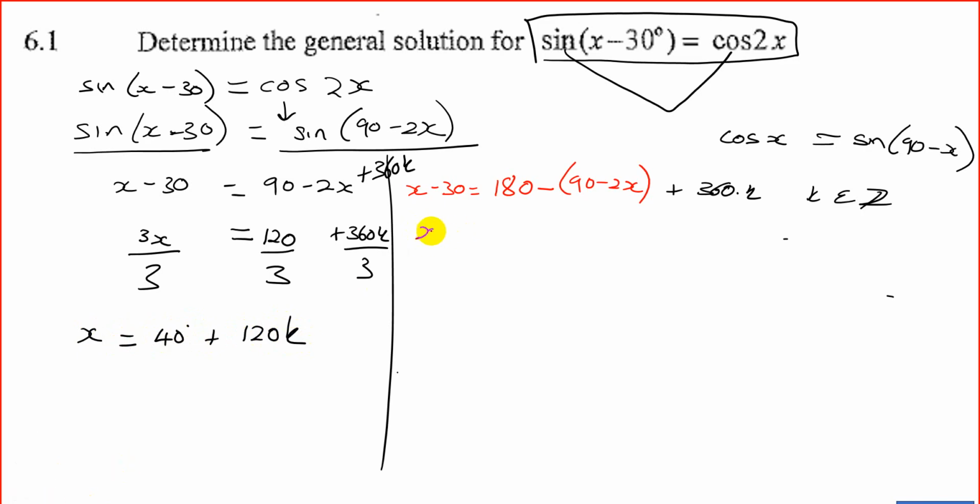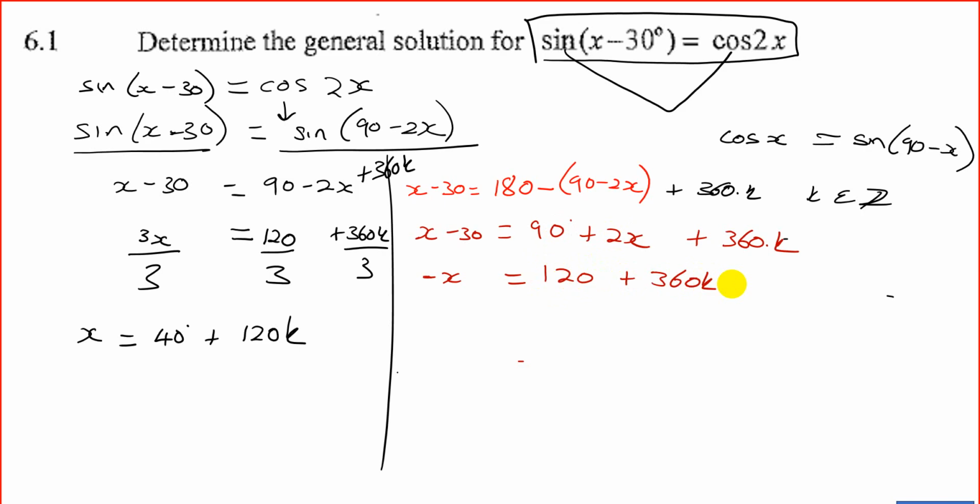On the other side, we have x minus 30, which is equal to, and we're going to apply the negative into the bracket, which will change the sign. 180 minus 90 will give me a 90, and a minus times a minus would give me a plus 2x. And we're going to take our x's on one side, and remember we've got to bring down the 360k. So we bring our x's on one side, we're going to end up with a negative x minus 2x is equal to 120 plus 360k.